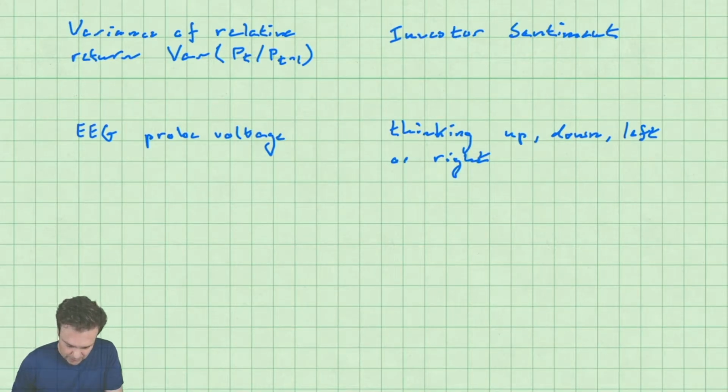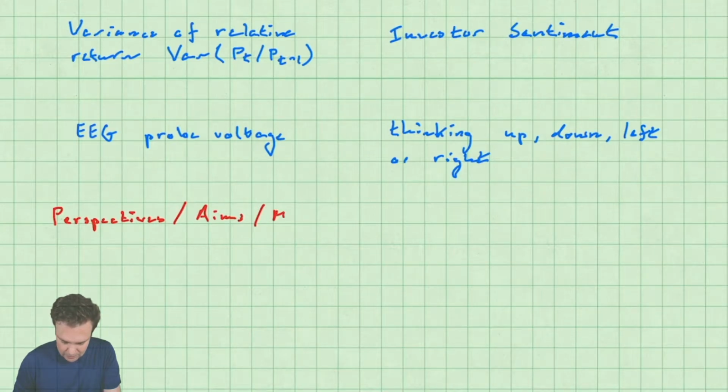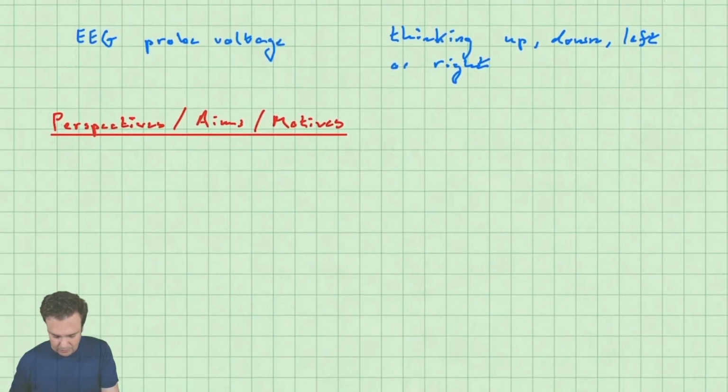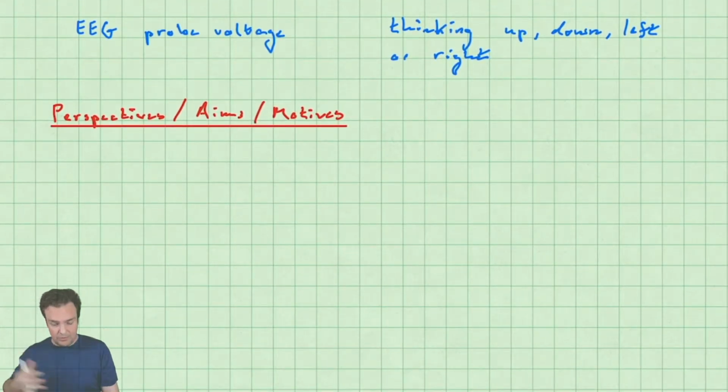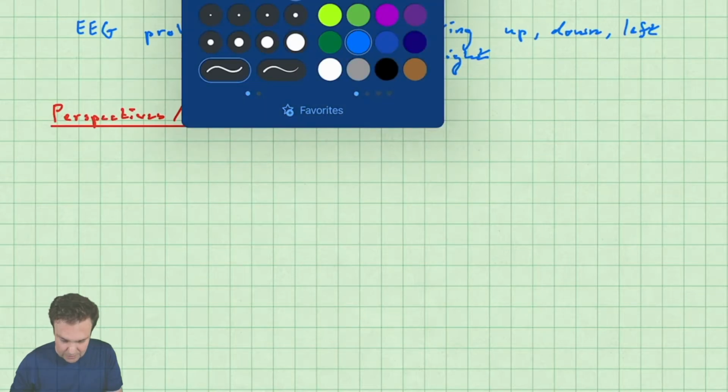I thought it would be useful to see a list of things people try to do with these models. So these are perspectives, or you might say aims, motivations, or motives. These are basically things that one might want to do with a hidden Markov model. And again, we're not going to do all these things, but I want you to have a feeling for things that people actually do.